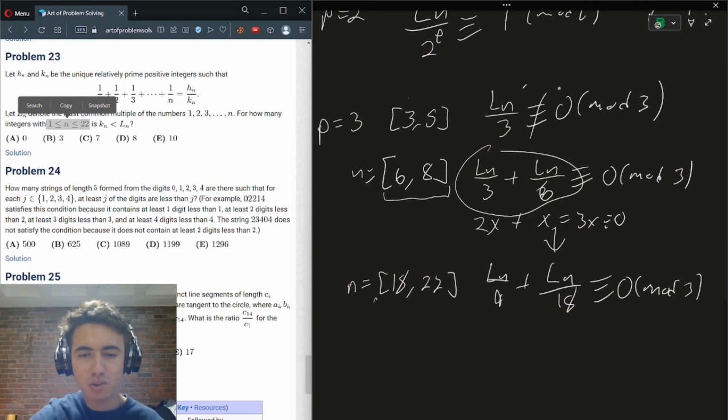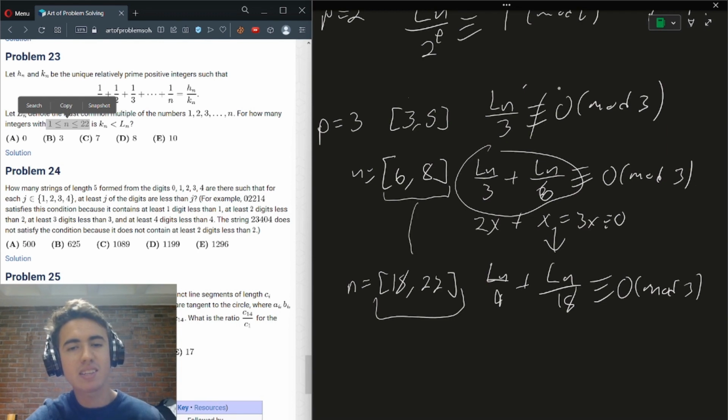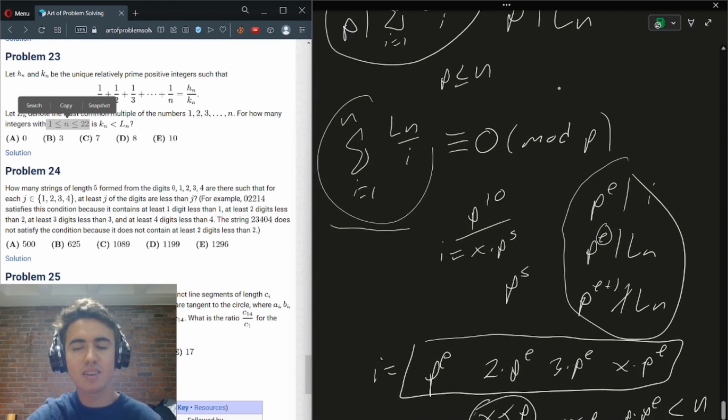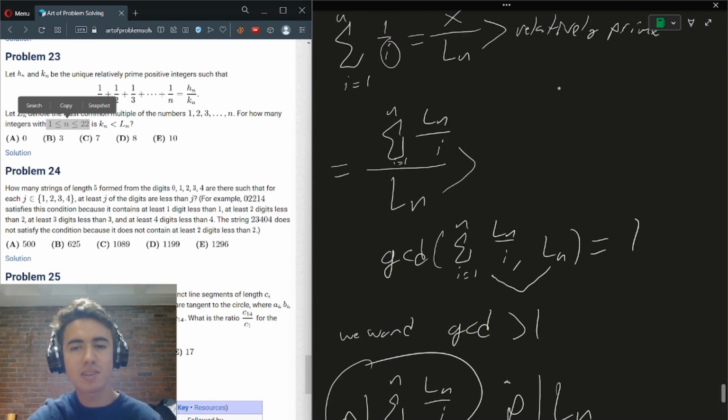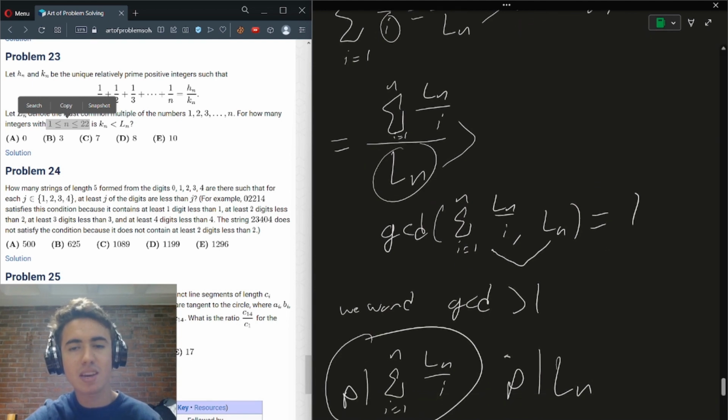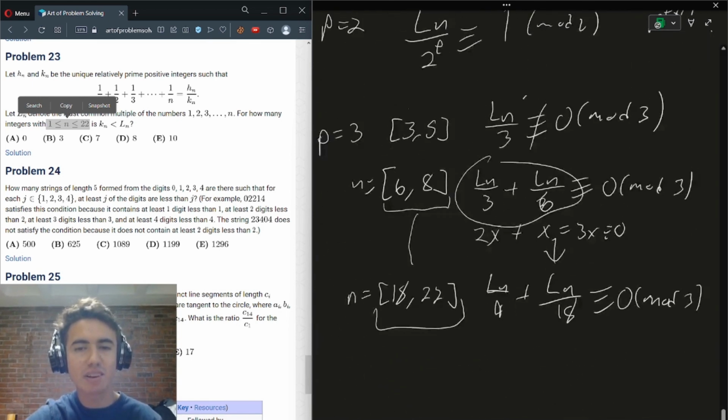So now we have these two intervals of n that we can see. Based just on the prime 3, we can tell that this sum will have a common factor of 3 with ln. So in other words, this fraction will simplify, and ln will not be equal to k in the simplified fraction, since you'll divide out the factor of 3.